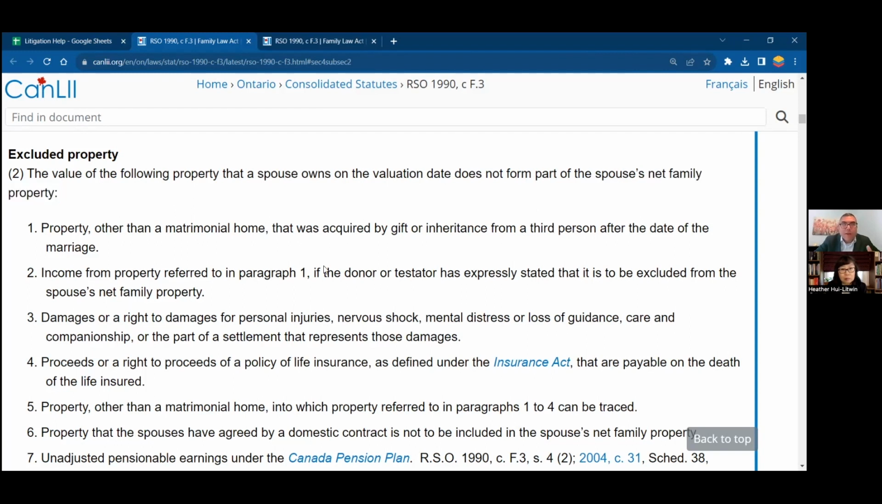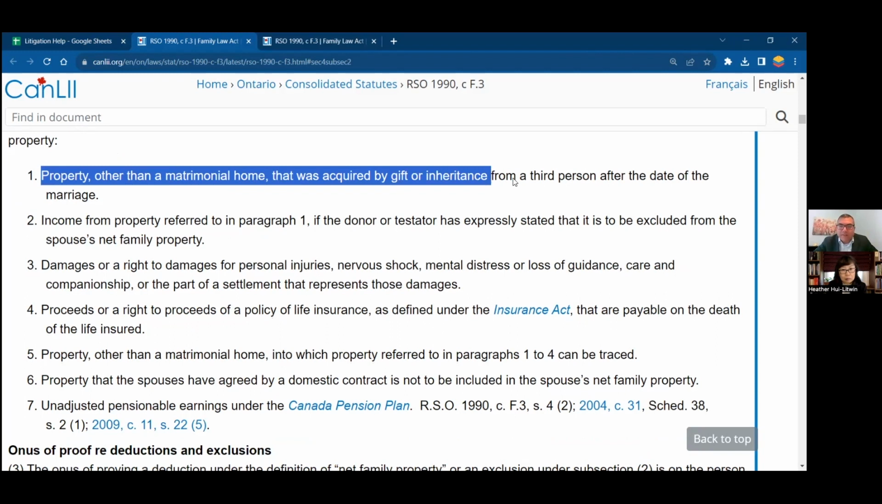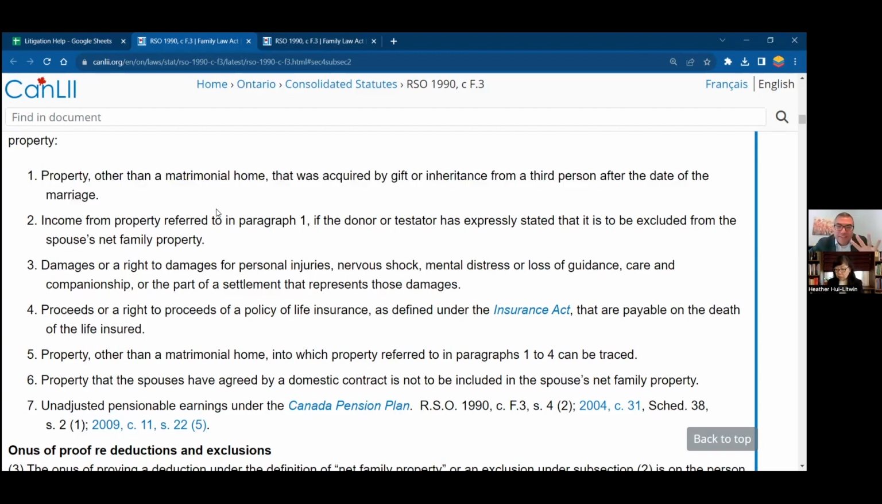So what can we exclude? I'm going to go through it and then comment on it. Number one is property other than the matrimonial home that was acquired by gift or inheritance from a third person after the date of marriage. This one is probably the most common one. And there are 3 caveats built into that sentence that I just said. Let's quickly go through it. Maybe I could even say 4.